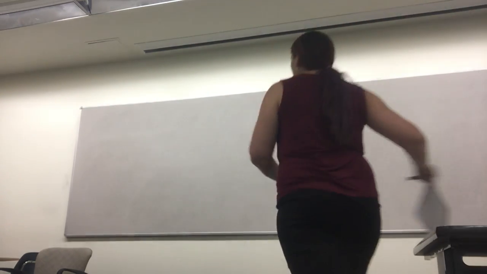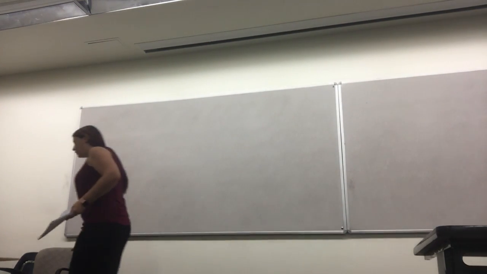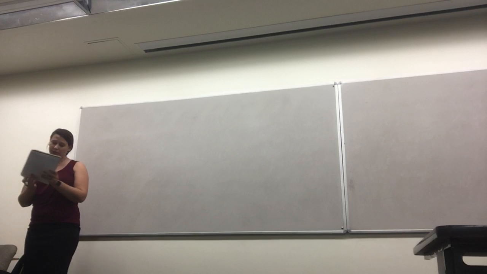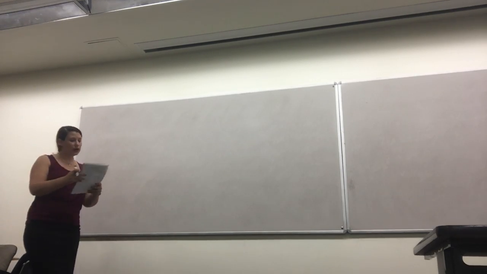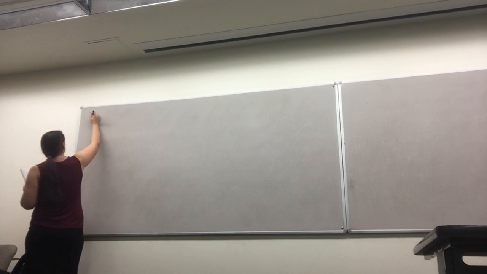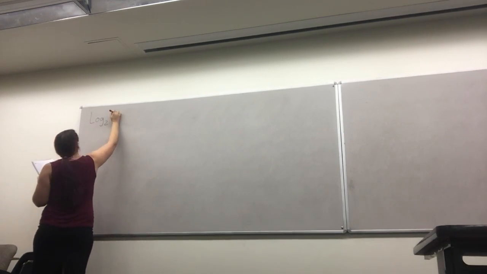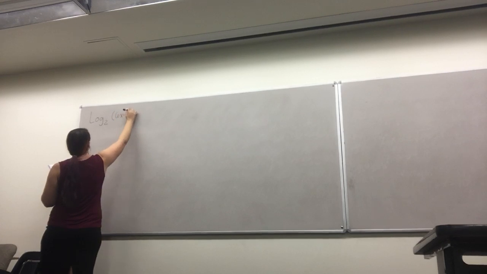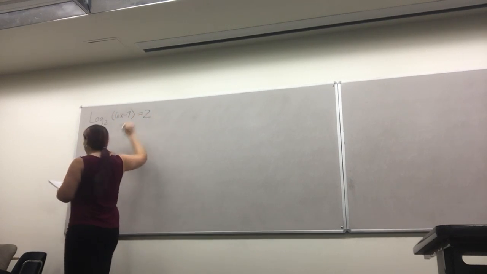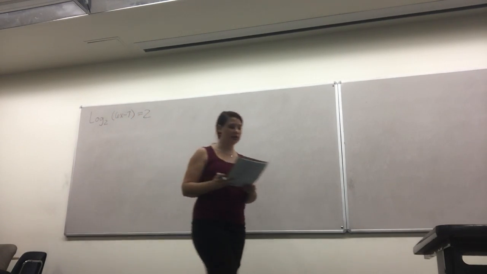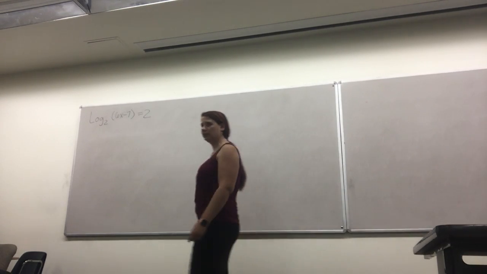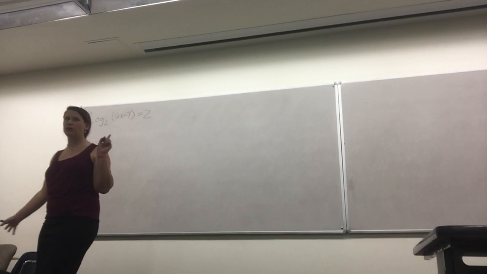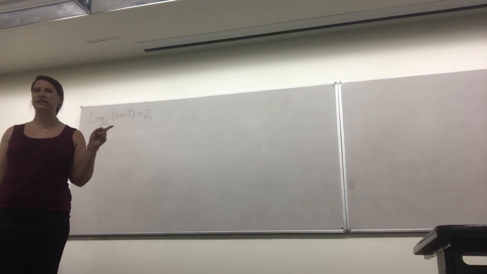Okay, so the last bit of 5.3 that we were doing was solving for x in logarithm equations. So where we were was something like this. If we have log base 2 of 6x minus 7 equals 2. So we have a couple ways we could do this. What's one way? Any ideas?